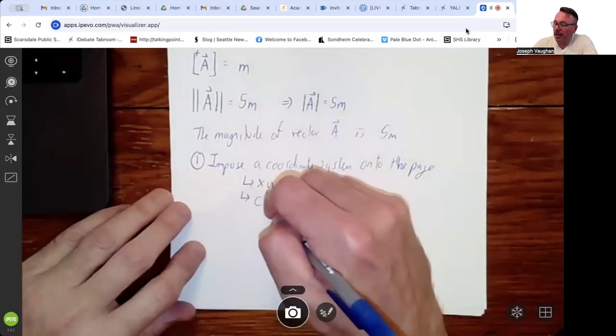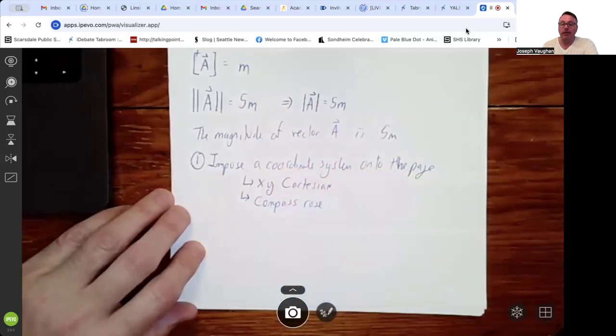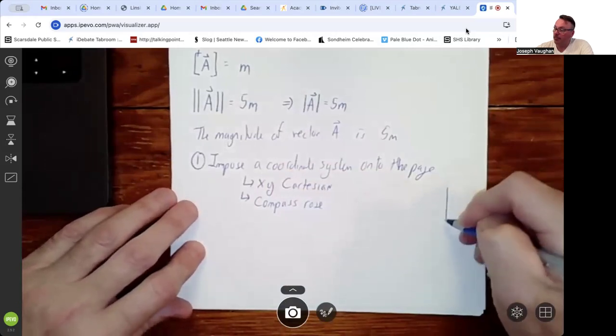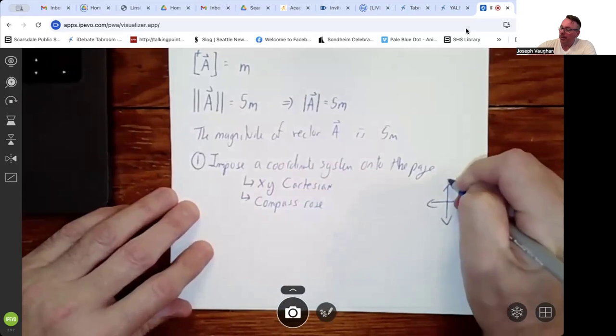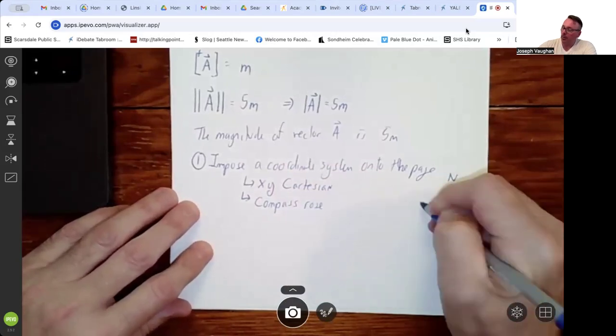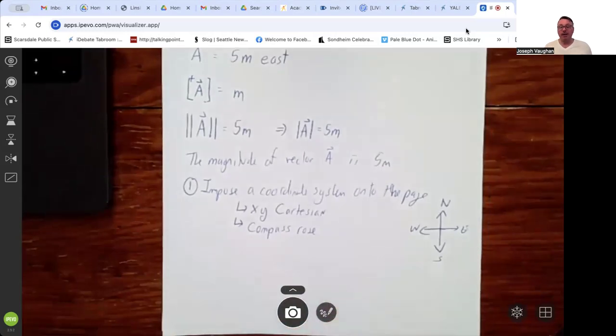And the other is going to be the compass rose. And you may have seen that on some maps and whatnot. It's just a little thing off in the corner where we label a north, an east, a south, and a west. So now I've imposed a coordinate system onto this page. Now, the nice thing about that is, remember we said the problem point east in life, I don't care. East on this page is to the right of the page.